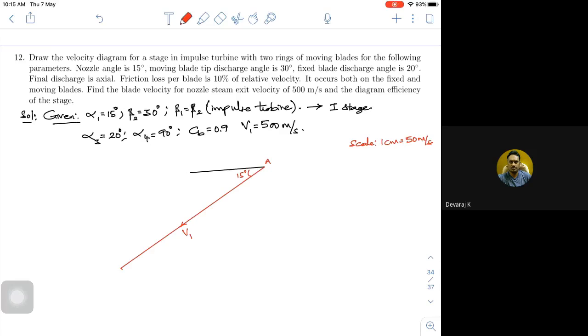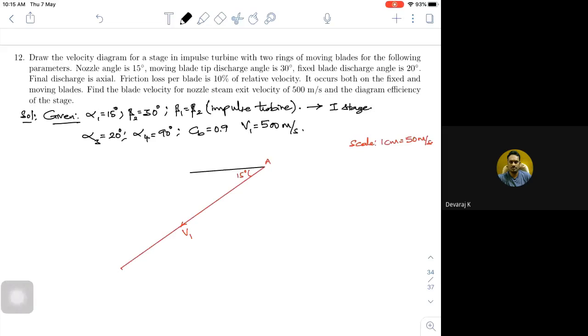They are given the moving blade discharge angle for the second set. Now, what is the U? U is the velocity with which it is rotating.